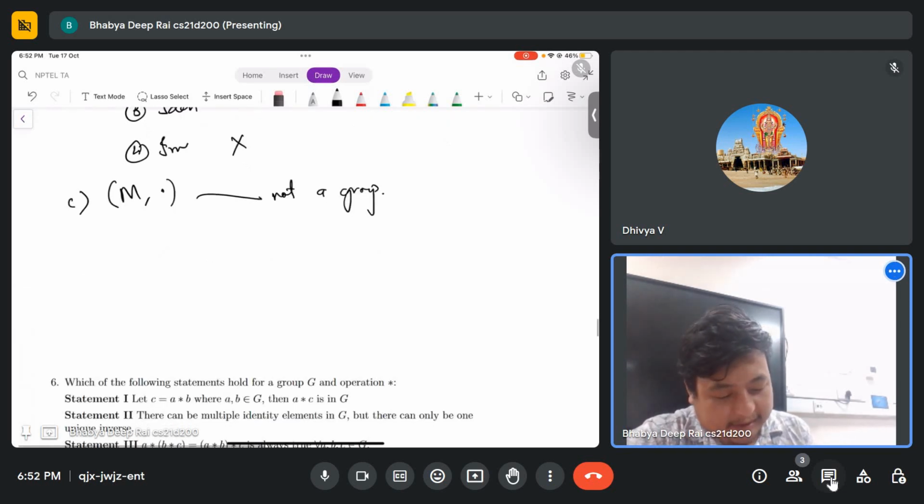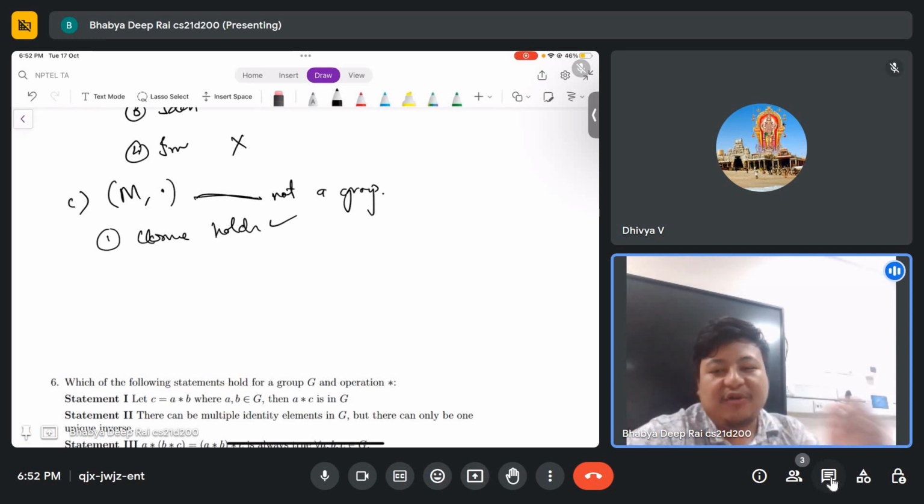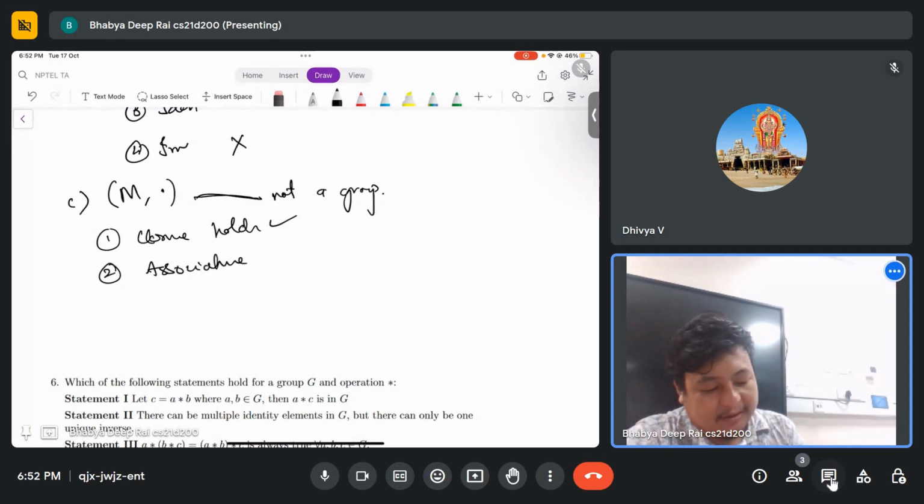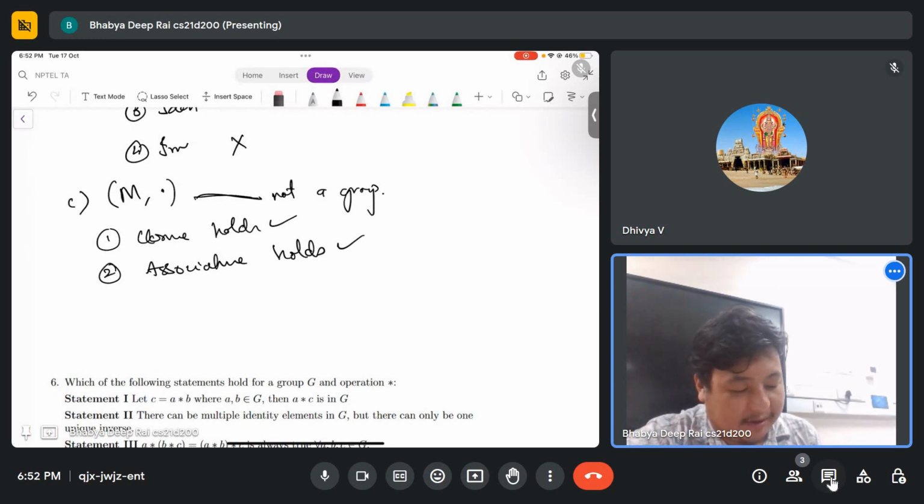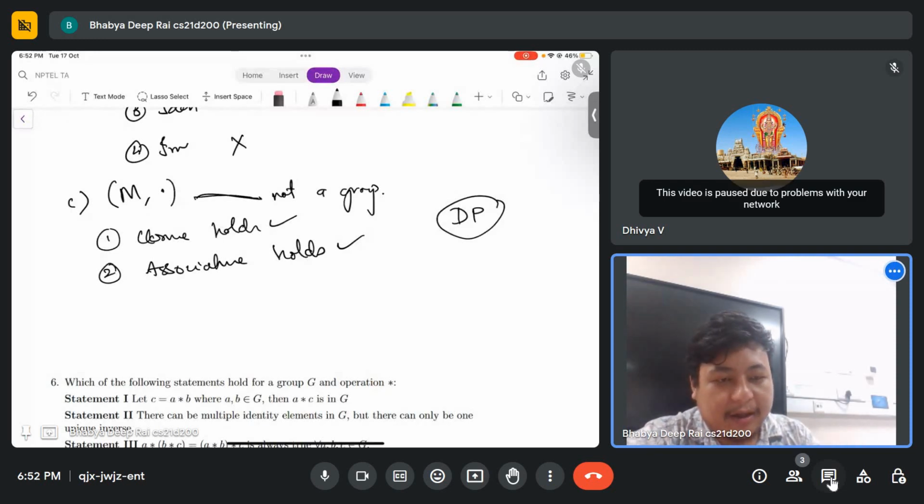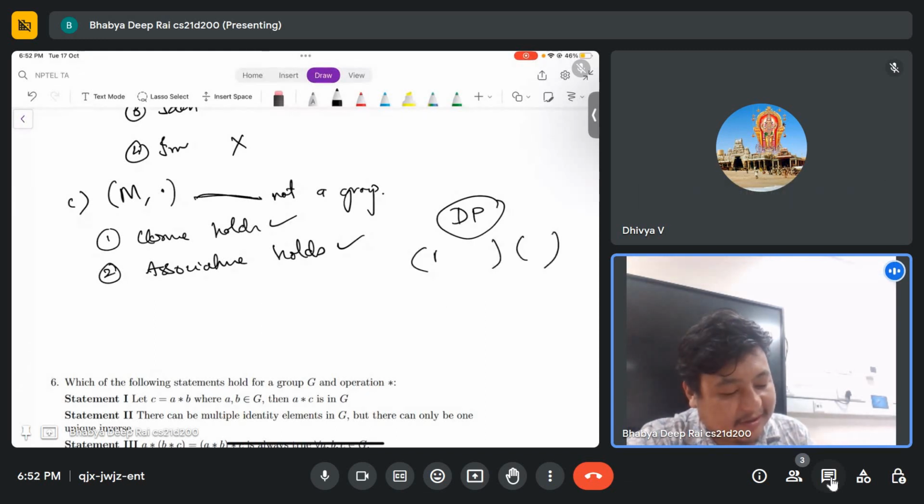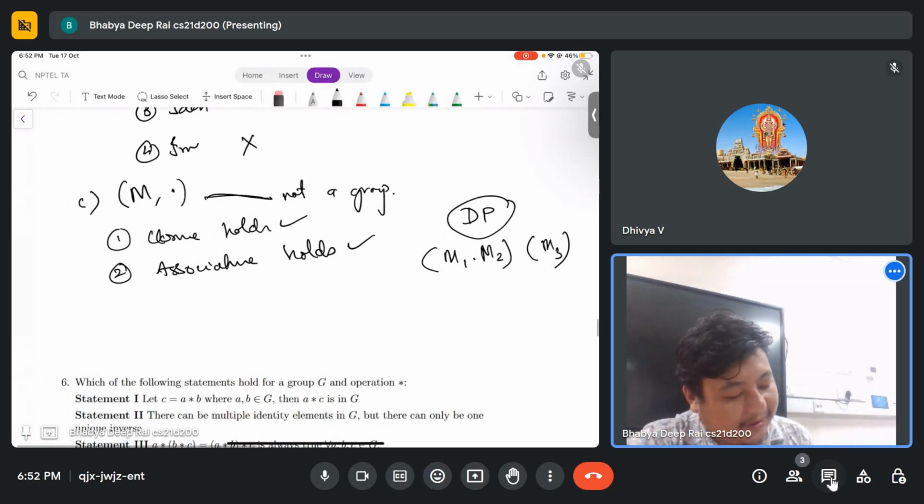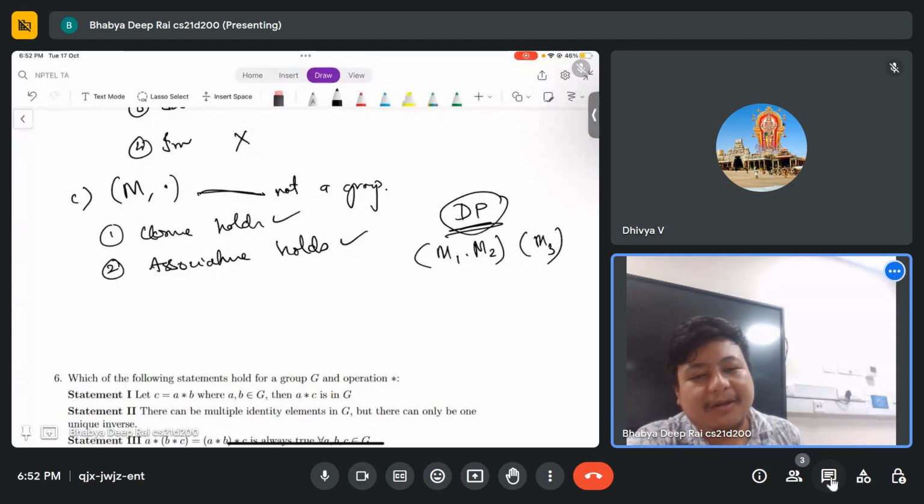Why? Well, closure holds, because multiplying two matrices will give you a second matrix. Associativity holds for matrices. There is a popular dynamic programming problem where we ask how we bracket matrix multiplications. But it does not matter in which way we bracket the matrices. So associativity holds. It doesn't matter in which order we multiply.